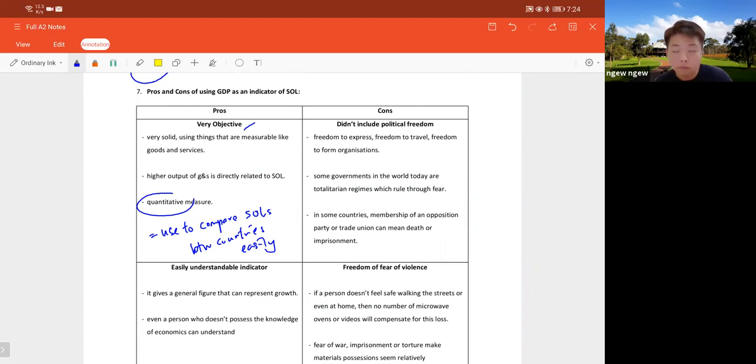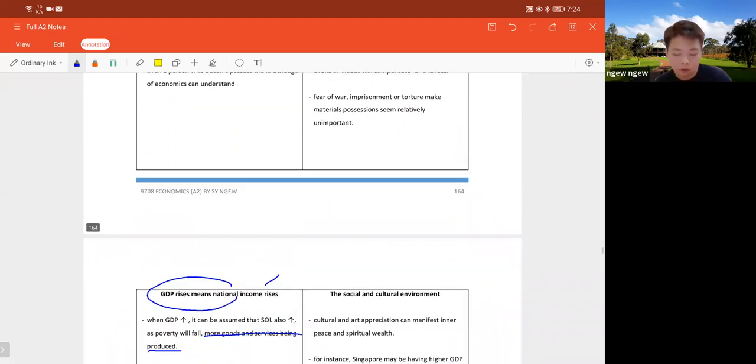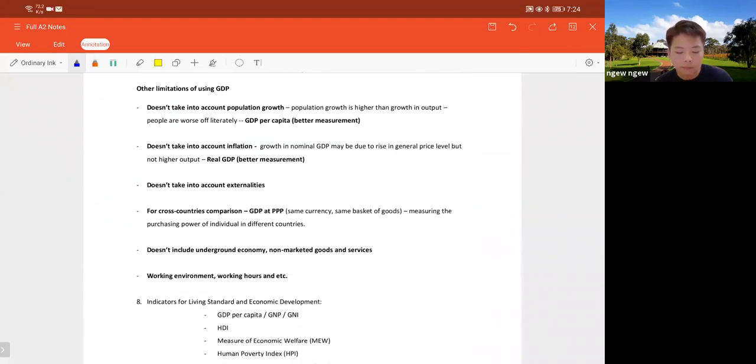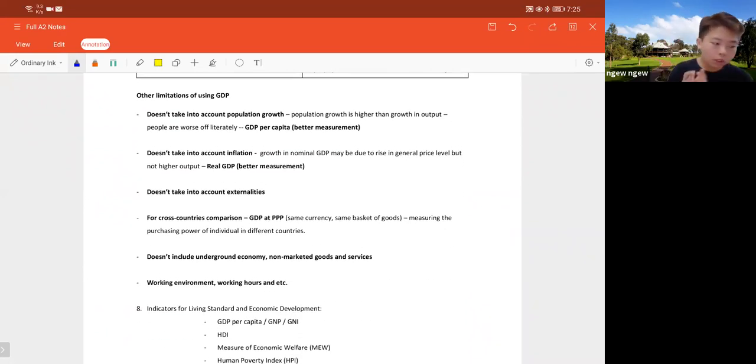However, GDP, as mentioned, comes with a list of cons. So let's look at some common cons. For example, although the country's total output may rise, it doesn't mean that individuals are enjoying more goods and services. GDP doesn't take into account population growth, so GDP per capita might be a better measure. And next, GDP doesn't take into account inflation. So even though nominal GDP might be high, people are suffering from a higher inflation rate, making their purchasing power fall, so they can actually enjoy a lesser amount of goods and services.